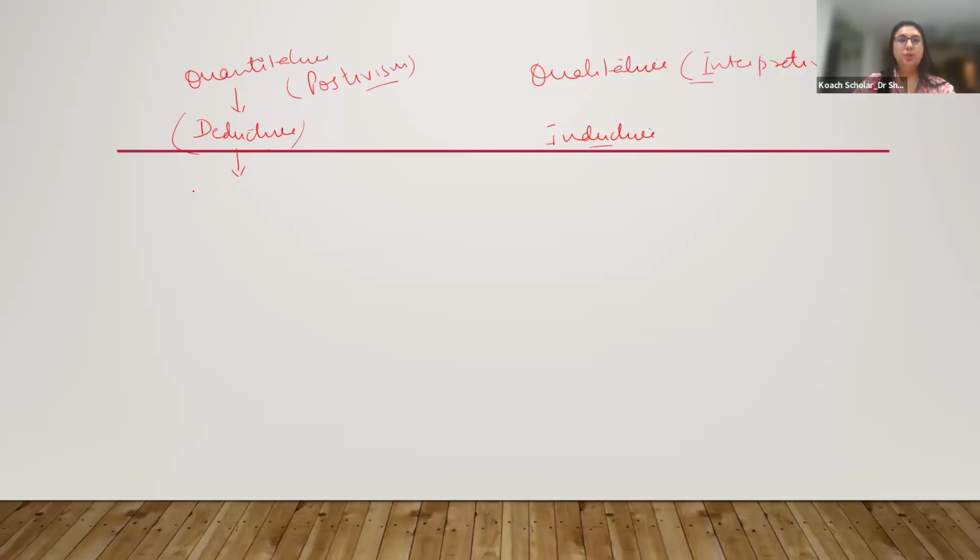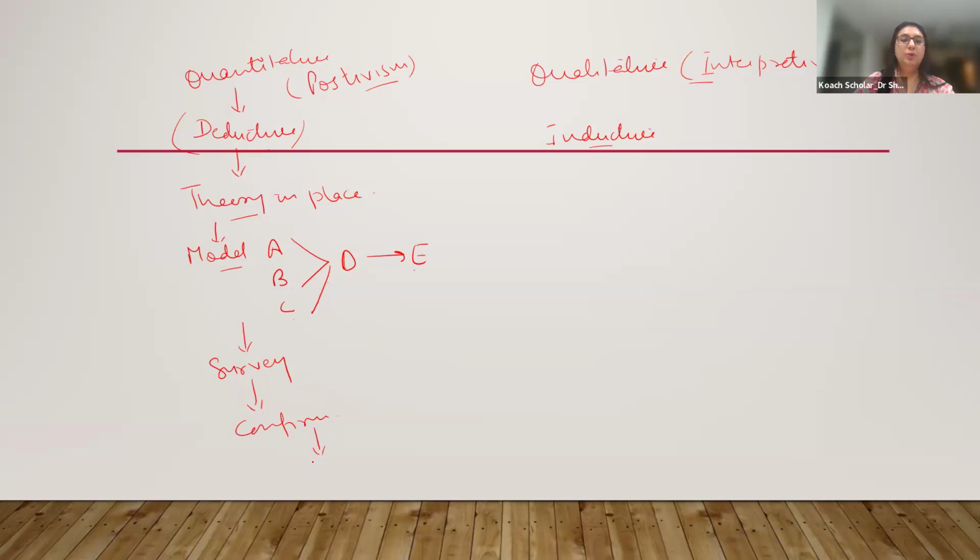When you start with a deductive approach, you actually have a theory in place, and you have a model based on that theory, which means A and B and C lead to D, and further leading to A. You make a survey based on these constructs, and you just confirm whether A leads to B, B leads to D or not, C leads to D, D leads to E or not. And you come out with certain results, whatever your observations are.